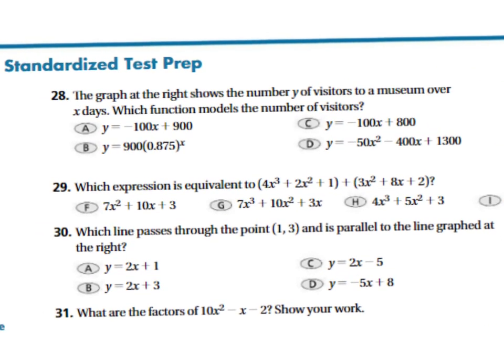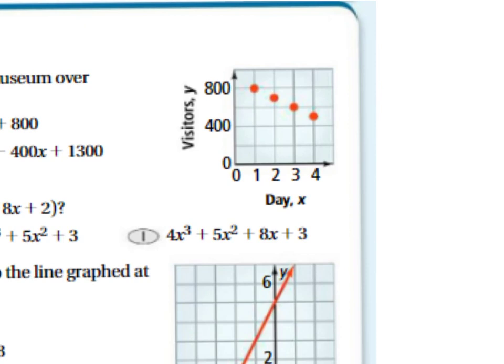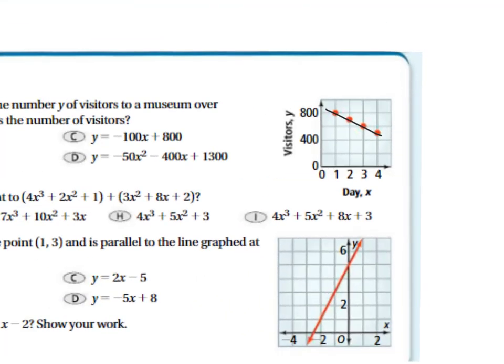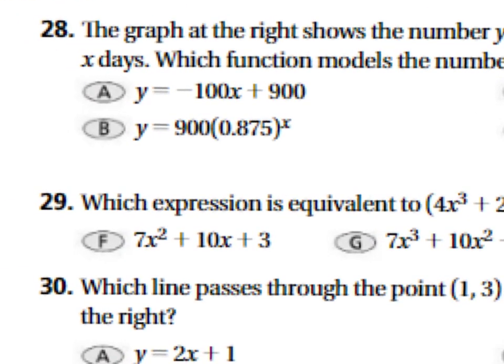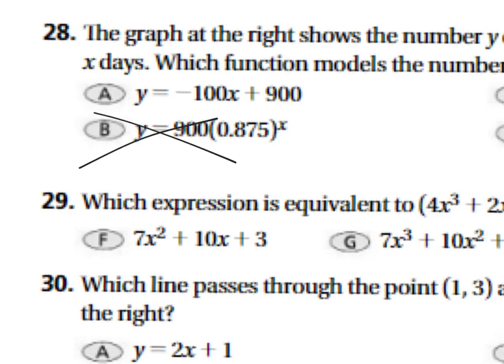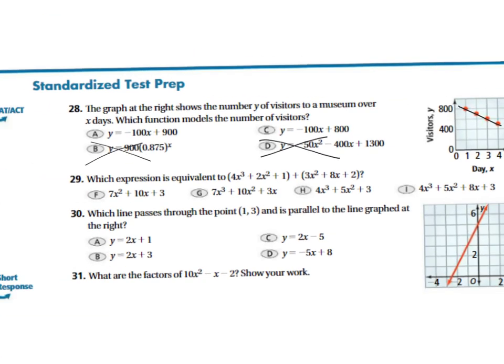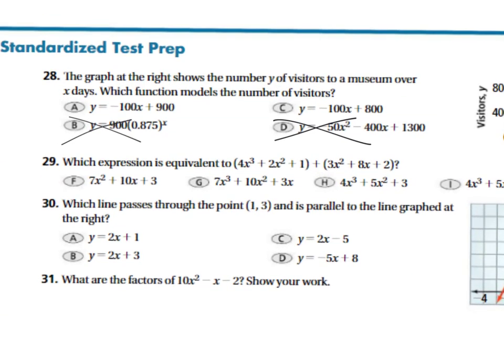Number 28, they have a graph showing numbers of visitors to a museum over X days. Which function models the number of visitors? So if you look at this, one thing about it is that these points are in a straight line, so I'm looking for a linear equation. B is exponential, so I can eliminate that. C is quadratic, so I can eliminate that. So it's going to be either A or C.